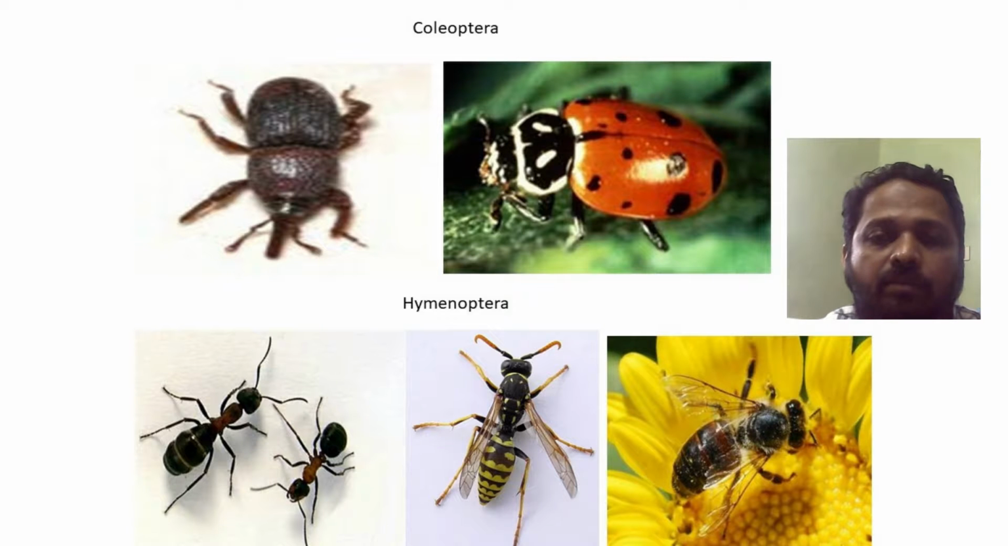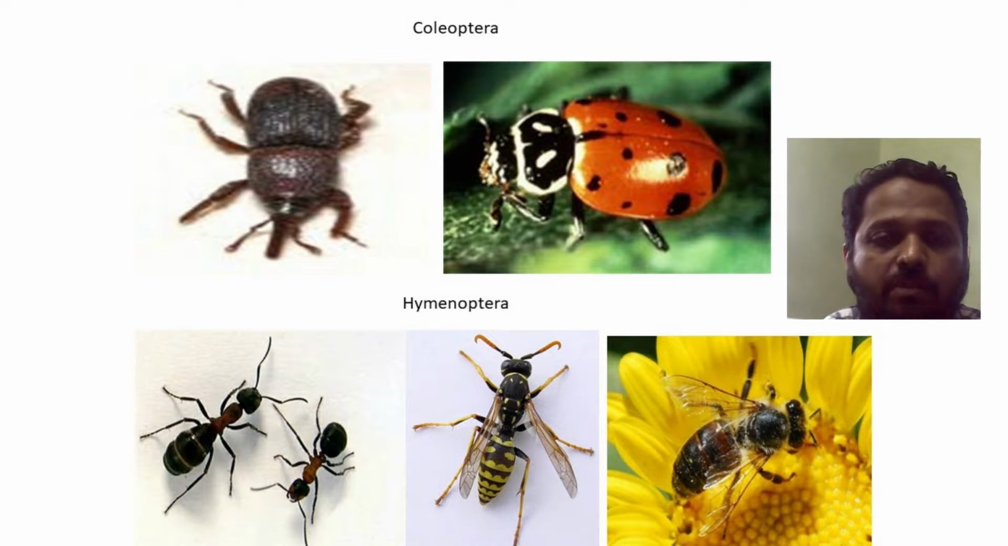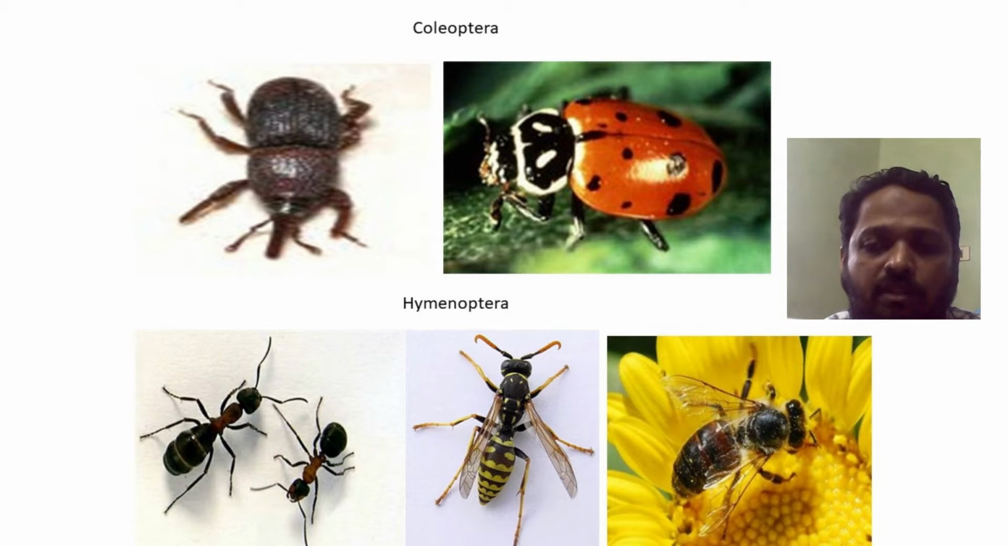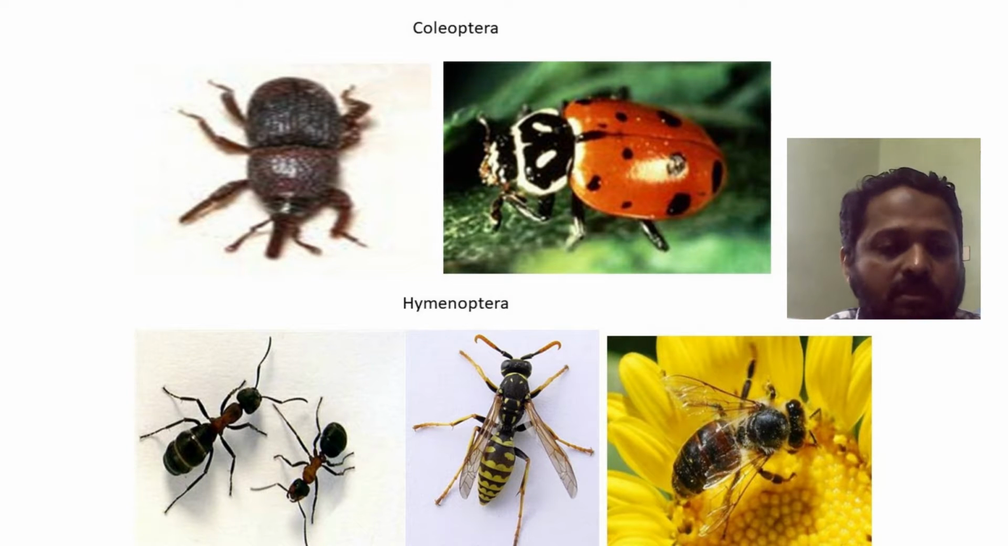Then the next order is Hymenoptera. Hymenopterans include bees, wasps, and ants. The first abdominal segment is fused with the thorax, and the next two segments are constricted to form a narrow pedicel. The wings are thin, locked during flight with hamuli. Chewing, lapping, and sucking mouthparts are found in this case. Metamorphosis is also complete in this case.